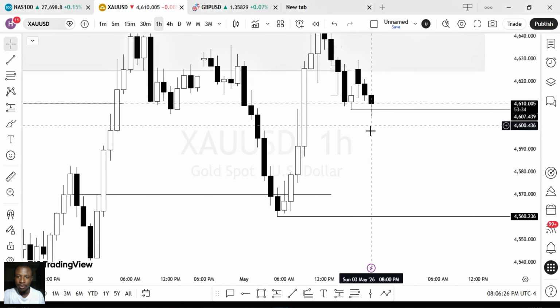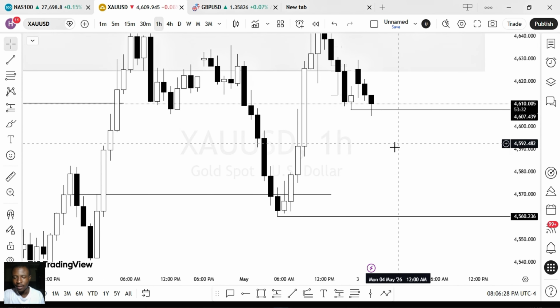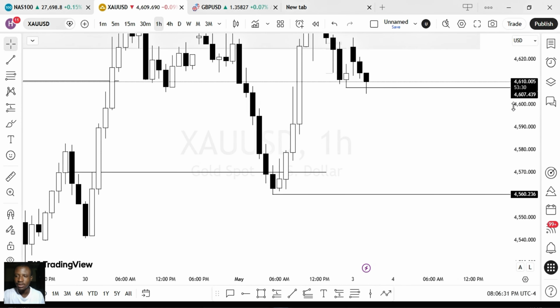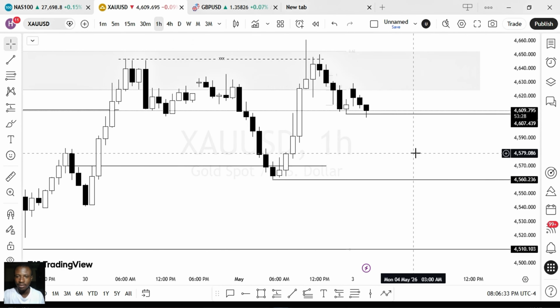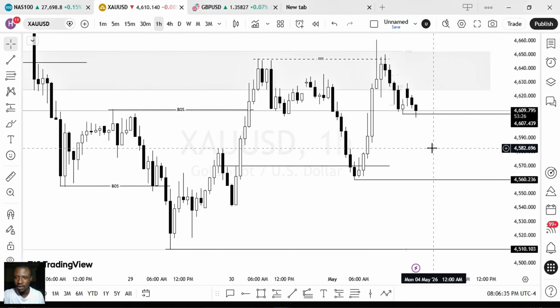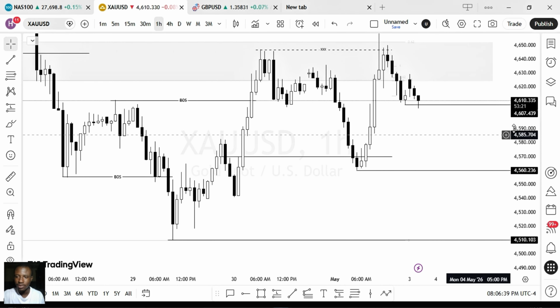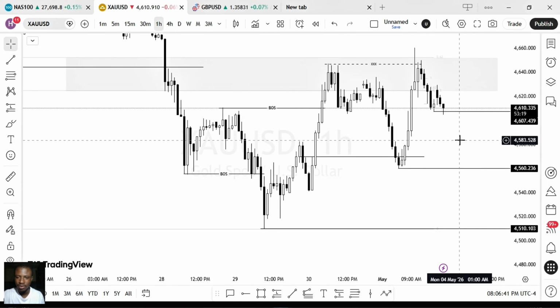So I'm looking for a close below, a little bit of pullback, then I take sells. This is the Asian session right now. I should have recorded this video earlier, but I had a lot of things I was doing. This is the Asian session, so I'm going to be trading the London session on this pair.